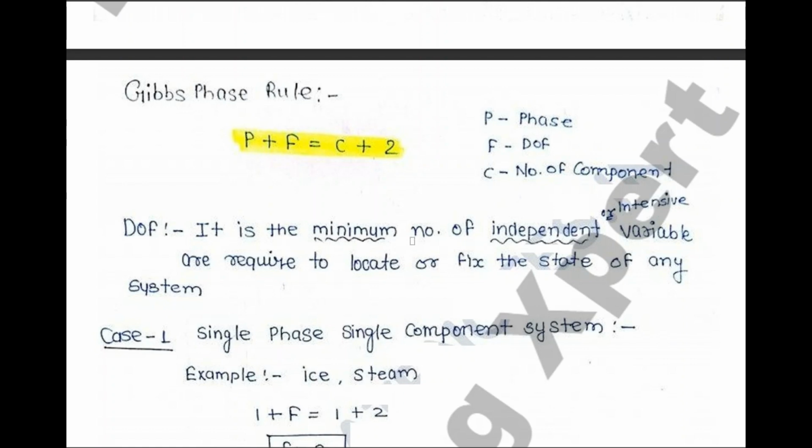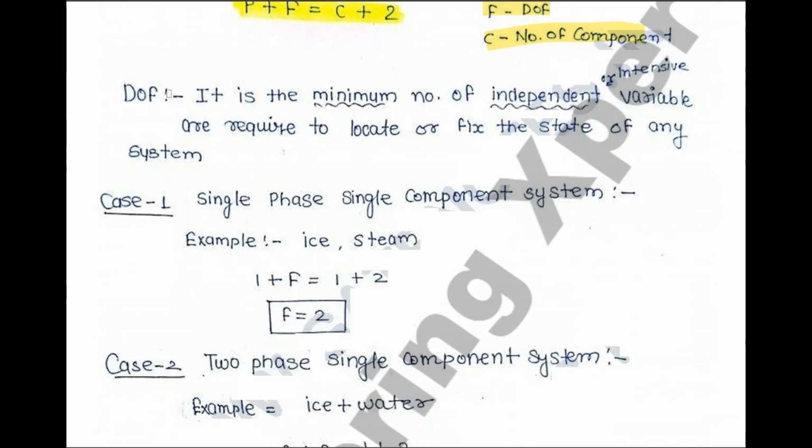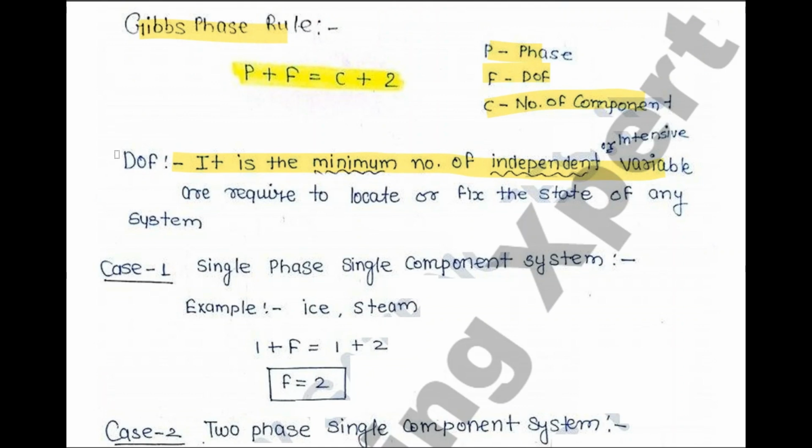This is the Gibbs phase rule. This is helpful to find the degrees of freedom. If you know the number of phases and the number of components, then you can find the degree of freedom from the given formula. Degree of freedom is the minimum number of independent variables that are required to locate or fix the state of a system. So it refers to the minimum number of parameters that you need to define the complete state of a system.